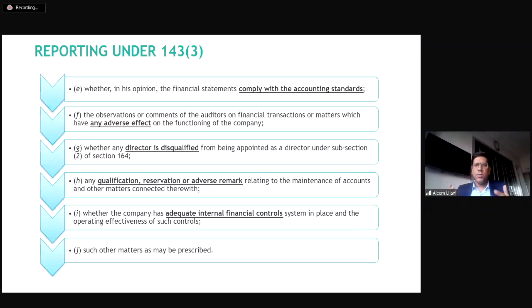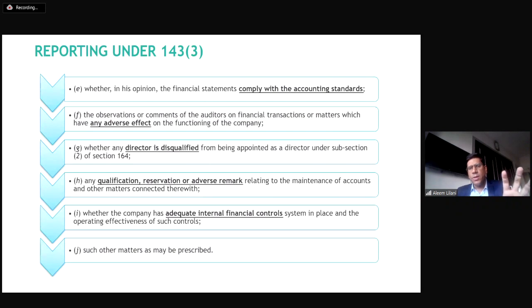functioning of the company. So here you need to take a step back, look at all the observations in your qualified opinion and emphasis of matter, and decide whether they have any adverse effect on the functioning of the company. For example, in the going concern, there is a problem in raising finance, and the company may have trouble in the next year if it doesn't raise finance. So that could be a point which has an adverse effect on the functioning of the company. So take a step back, read it, and you will know.